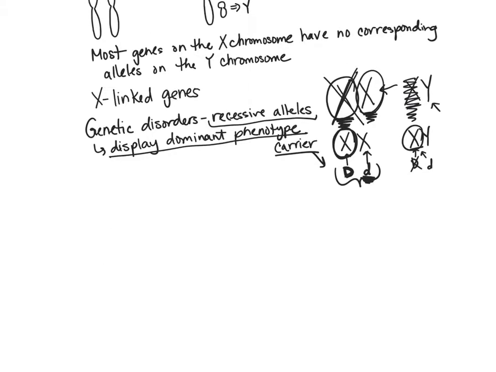So let's put some actual information to this dominant and recessive. One of the common disorders that is caused by an X-linked recessive allele is red-green color blindness.